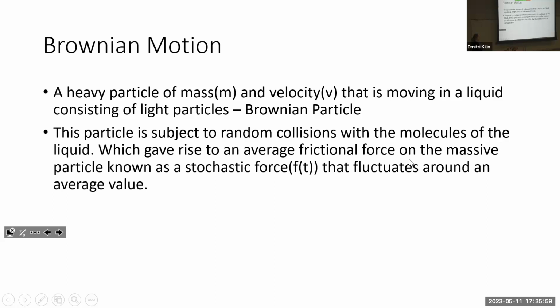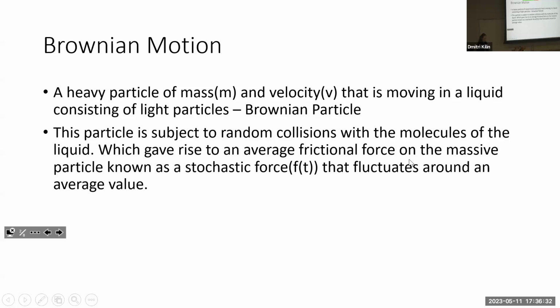It's a heavy particle of mass and velocity that is moving in a liquid consisting of light particles. This is known as the Brownian particle. This particle is subject to random collisions with the molecules of the liquid itself, and this gives rise to an average frictional force on the massive particle, the stochastic force, known as Ft, that fluctuates around an average value.